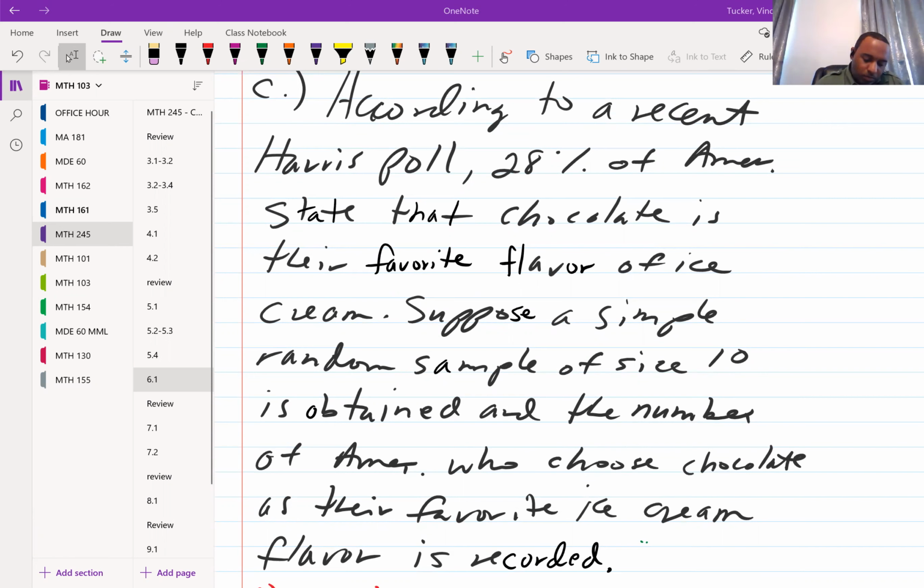And then, is the probability of success the same for each? Yes, because the probability is 28%. 28% of Americans, the whole population of America, choose chocolate as their favorite flavor.